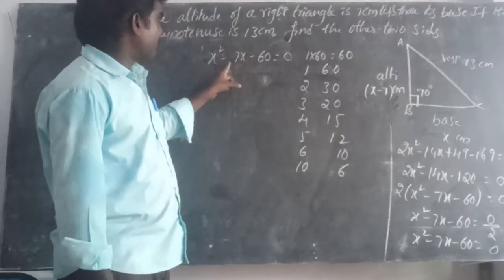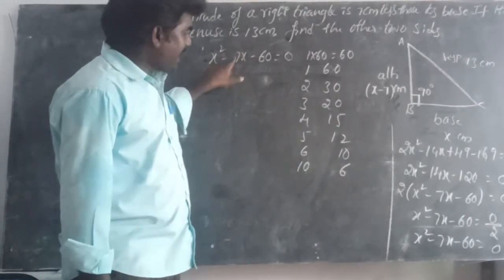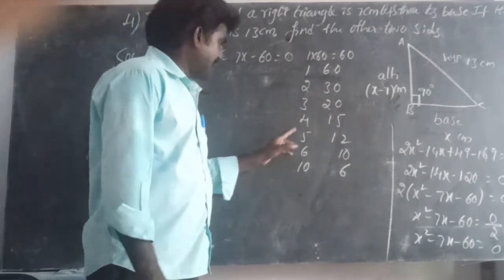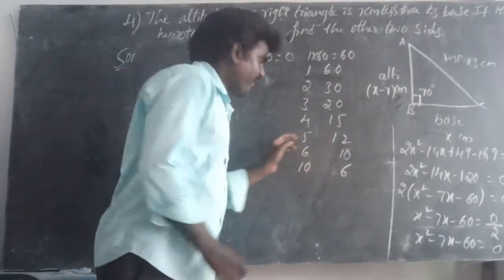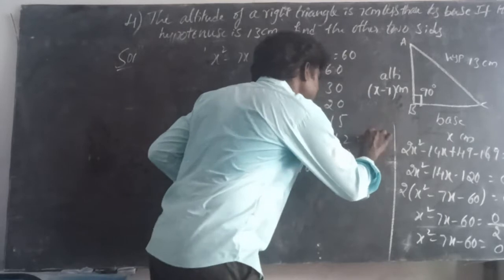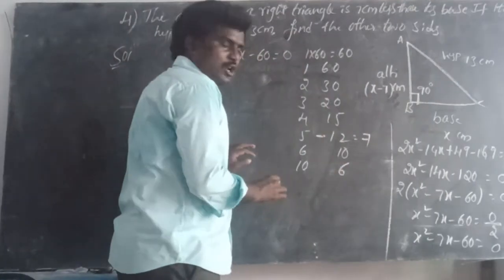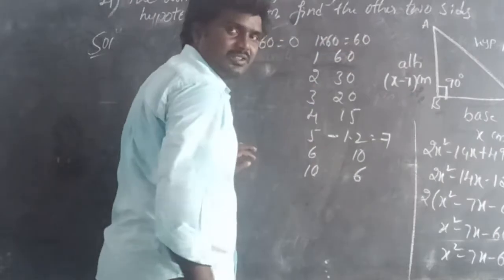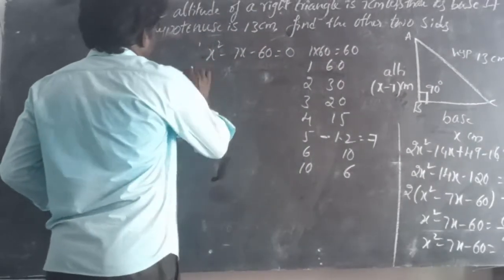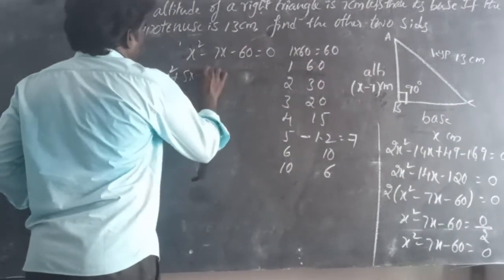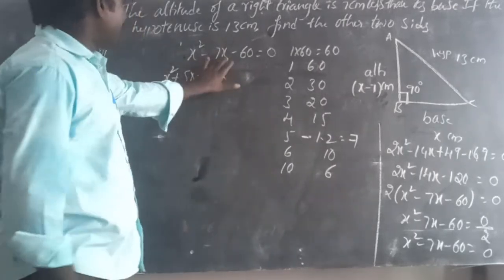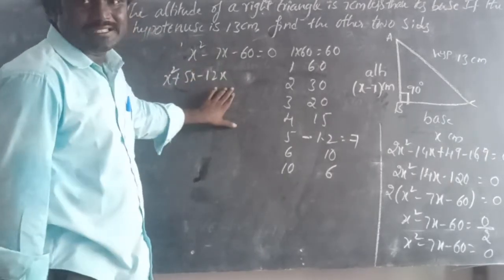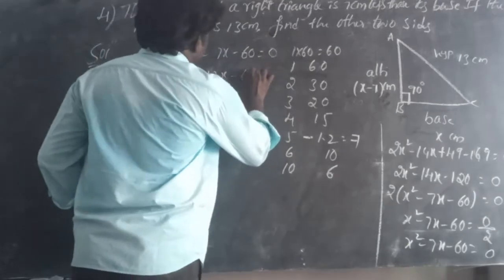Here x quotient is how much? Minus 7. So which factor you take? You get the minus 7. Here 5 minus 12. 5 minus 12 is how much? Minus 7. 5 into 12, 5 12 ja 60. So here x square plus 5x minus 12x. In the place of 7x, we can write as plus 5x minus 12x. Minus 60 is equal to 0.